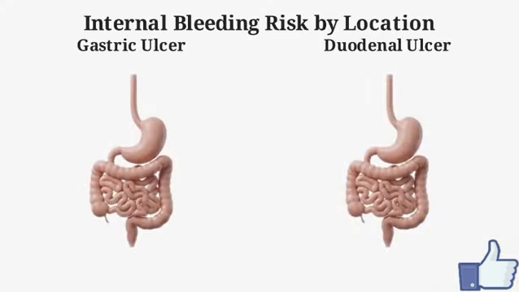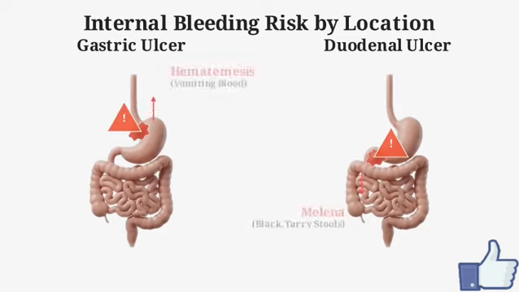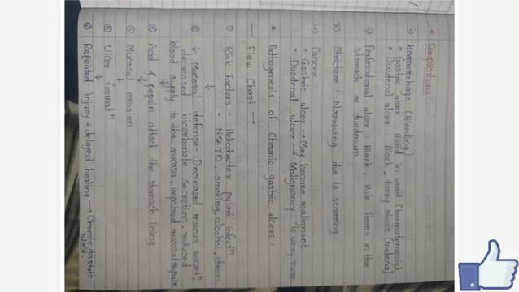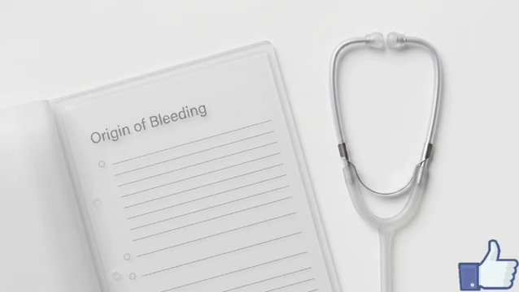Beyond daily pain, both types of ulcers carry the risk of internal bleeding, but the presentation differs based on the location. This complications chart outlines the difference. Bleeding gastric ulcers typically result in hematemesis, or vomiting blood. Duodenal ulcers, being further down the tract, often present with melena, black tarry stools as the blood is digested. Recognizing whether blood is exiting upwards or downwards allows clinicians to trace the bleeding to its source and intervene before it becomes fatal.